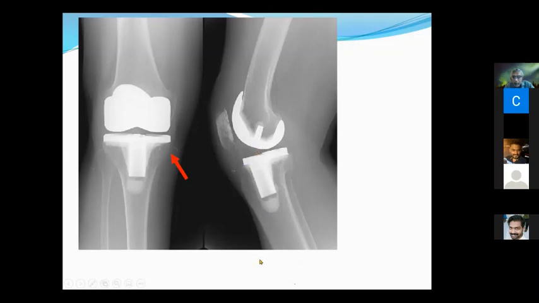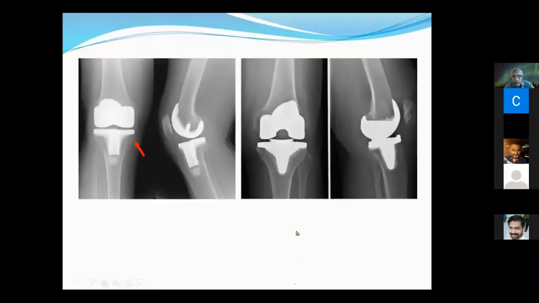in contrast to, I have another picture. So here on the lateral view, on the other one, you can see that there is a cam and post mechanism formed under the so bed. That is the cam, and that's missing on the side. So you can recognize a cruciate retaining from a cruciate sacrificing knee replacement.